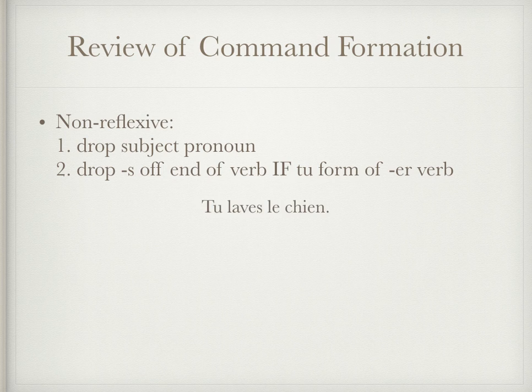So for example, if we have the sentence, tu laves le chien, so you are washing the dog, and we want to turn this into a command. We want to tell you, wash the dog. First thing we do, drop our subject, get rid of that tu. Since that was a tu, and lave is an ER verb, then we have to drop the S off the end of lave. And what we're left with is our command. Wash the dog. Lave le chien.